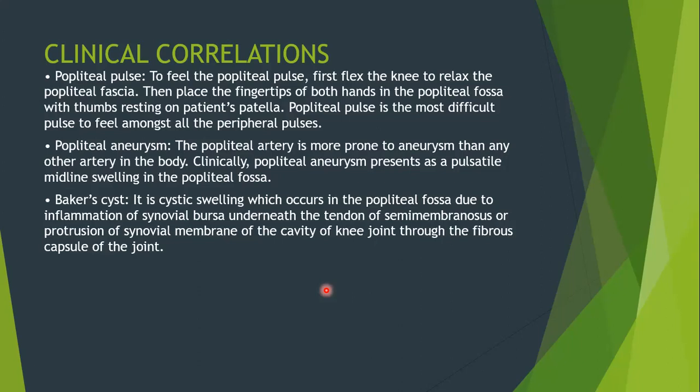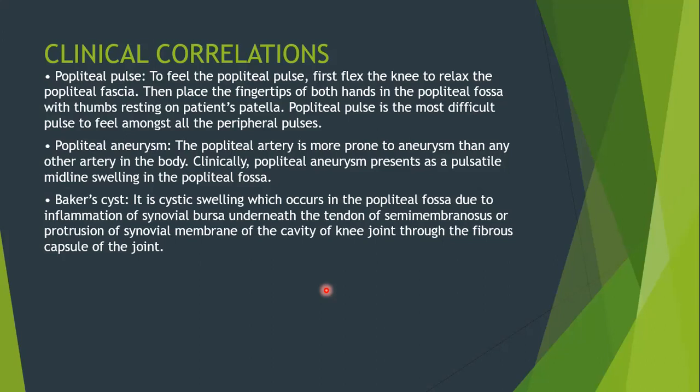Then we also have popliteal aneurysm. The popliteal artery is more prone to aneurysm than any other artery in the body. How does this aneurysm present clinically? It will present as a pulsatile midline swelling in the popliteal fossa. So if a patient comes with a swelling in the posterior aspect of the knee, and it is pulsating, its pulse corresponding to the radial pulse, that is a popliteal aneurysm.